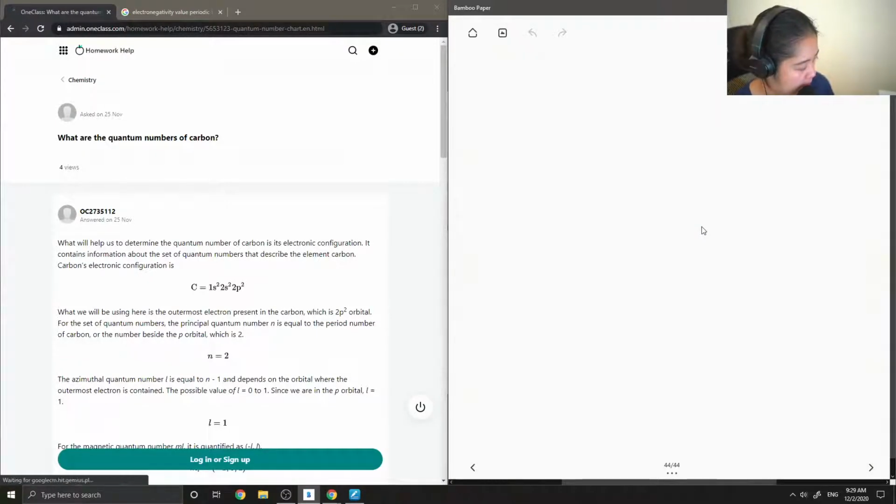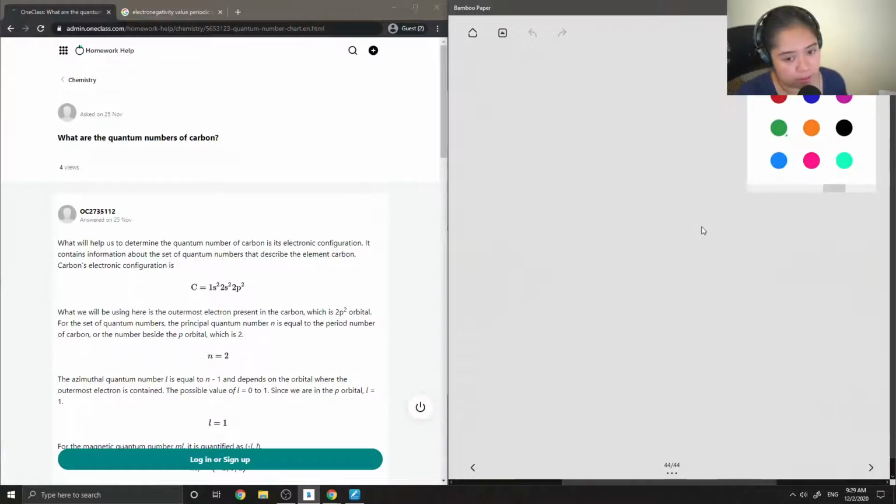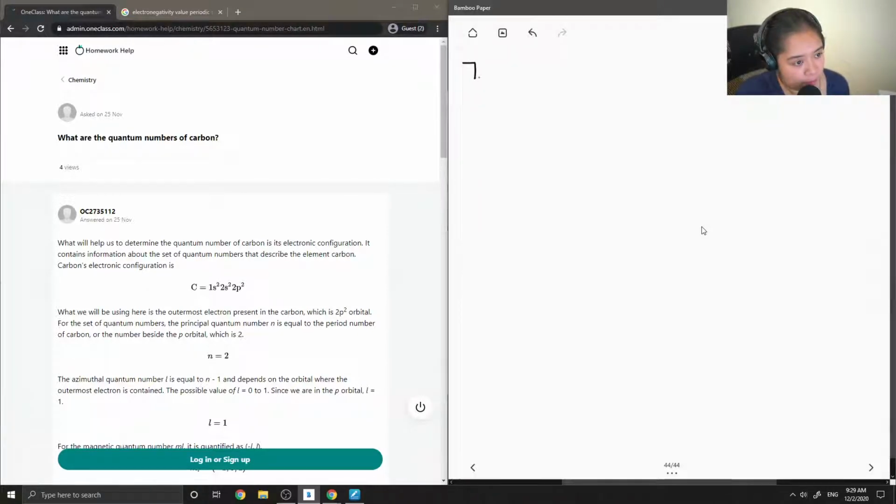On to question number 7. What are the quantum numbers of carbon? Okay, so to calculate the quantum numbers of carbon, it is easier to first find the electron configuration of carbon. So let me define electron configuration.